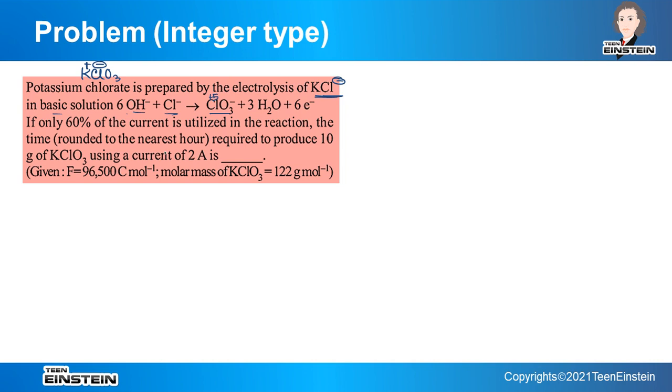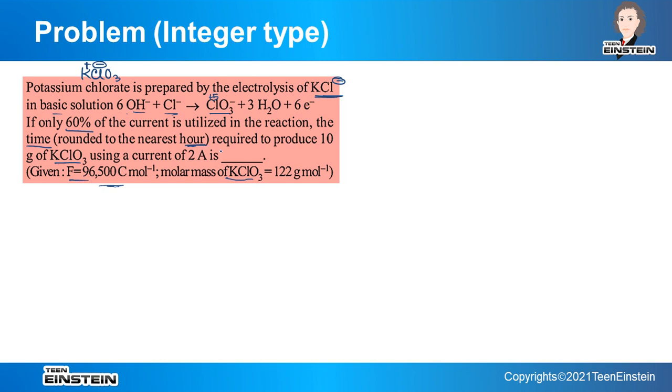So for this reaction, suppose we are using some current, but the current is 60% efficient. That means of the total current that you are supplying, only 60% is actually utilized. That means its efficiency is not 100%, it is 60%. The time we have to find out, which is rounded to nearest hour. Remember, this must be expressed in hours, which is required to produce 10 gram of KClO3 using a current of 2 ampere. So here current amount is given, we have to find out time, and some values are also given, for example Faraday in coulomb per mole, molar mass of KClO3. If it is given, it is better, otherwise you have to find it yourself.